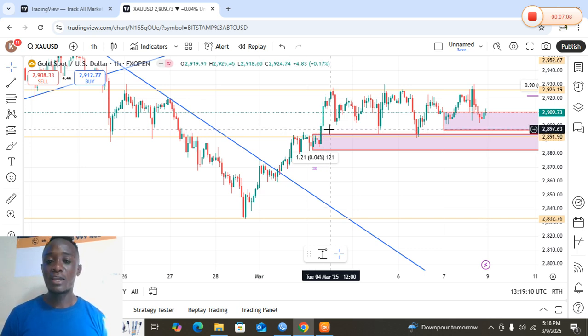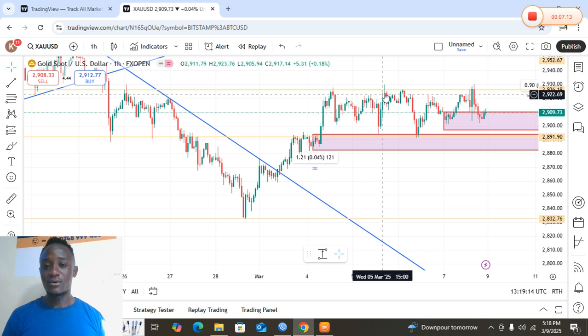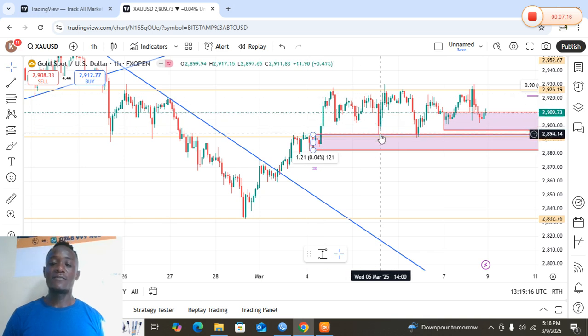So in normal cases, prices normally come back to fill this gap. As you can see, there was that point, the market came and filled that point. So these are the particular points where you execute your going long order.